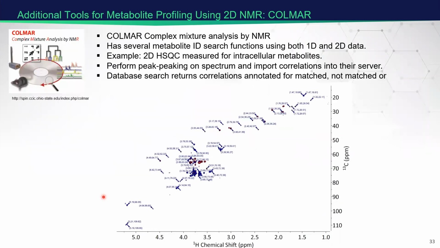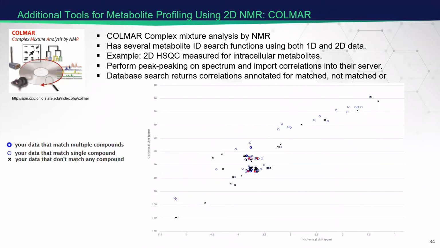And I show an example of this on this slide. So I took that same sample, I measured a 2D HSQC spectrum, so I'm getting proton and carbon chemical shift correlations. COLMAR has an online server. You can take your peak list and put it through their program. They have a variety of 2D experiments that you can use in their analysis, and their database is actually up to 700 compounds right now.